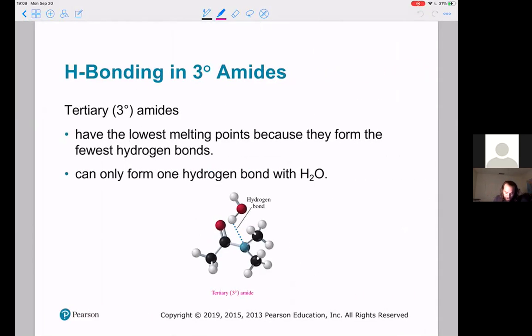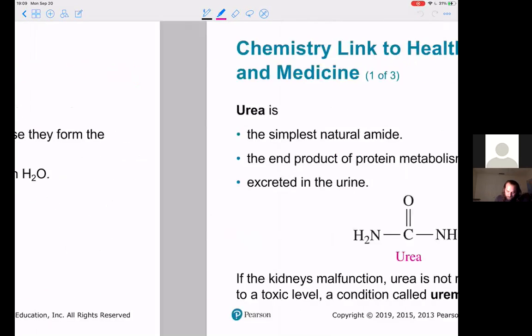When it comes to tertiary amides, they can only accept a hydrogen bond from water. First of all, they have the lowest melting point as we saw, because they just don't have that donor hydrogen. But they'll only form 1 hydrogen bond with water. So they are not as soluble as primary or secondary amides.